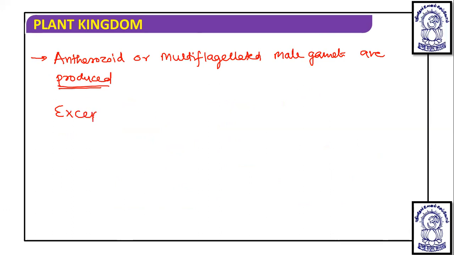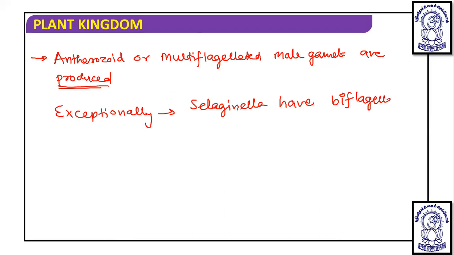But exceptionally, one example of a pteridophyte, Selaginella, has biflagellated, spindle-shaped antherozoids or male gametes. Obviously, the egg is formed in the archegonium, which is non-motile, and fertilization needs water. So fertilization occurs by zooidiogamy.